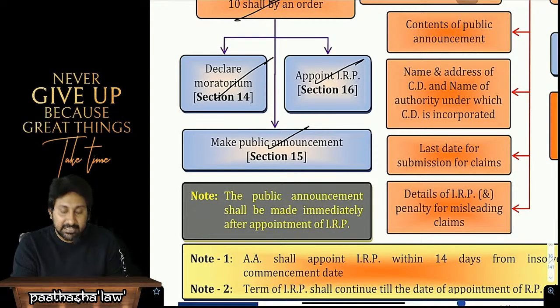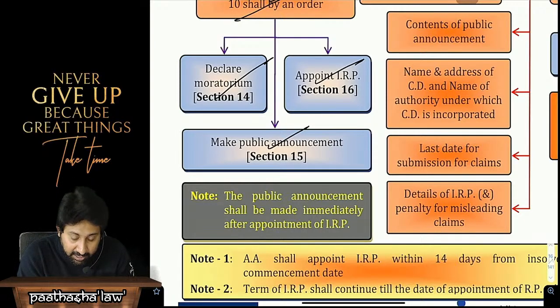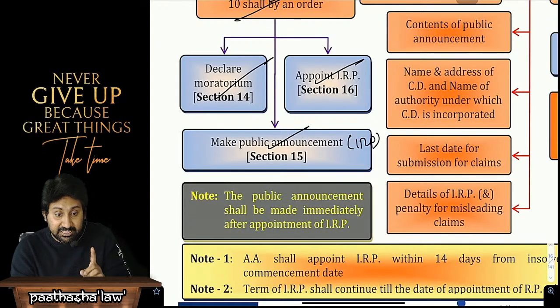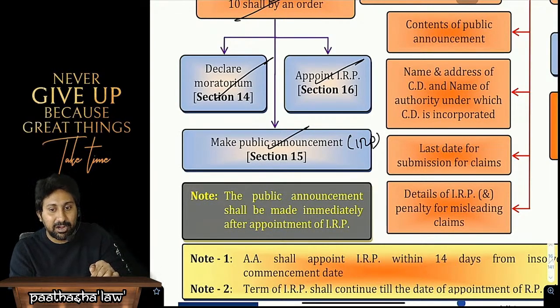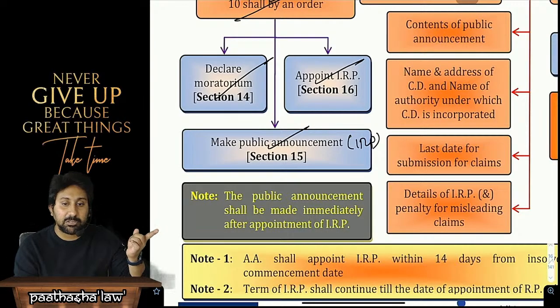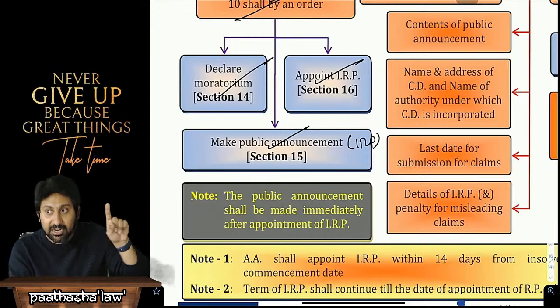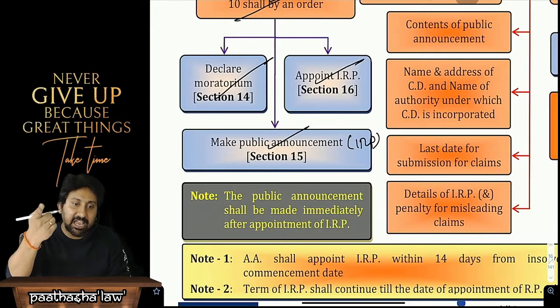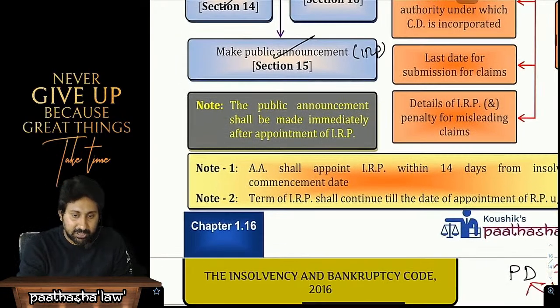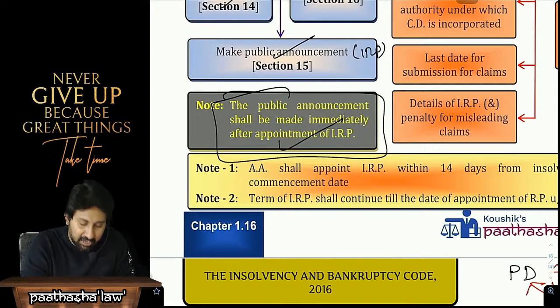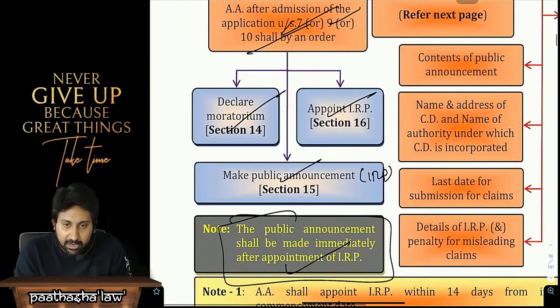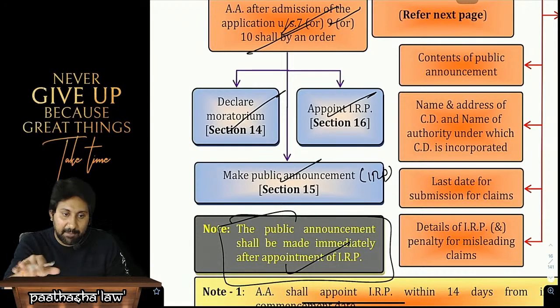Sir, in the public announcement, we will write the name of who is IRP. Then which section do we need to read first? The IRP section we need to read first. That means IRP appointment will be made, and his name will be given in the public announcement. That means technically section 15 and section 16, one is a predecessor, another one is a successor. But when we come to the practical scenario, first IRP will be appointed, later the public announcement. So public announcement shall be made immediately after appointment of IRP. Okay. Declare moratorium, appoint IRP, make public announcement.